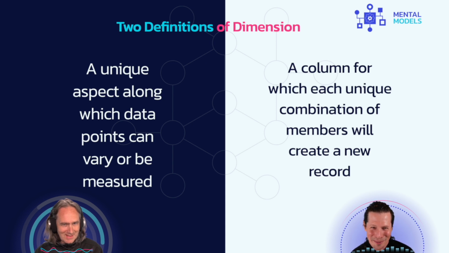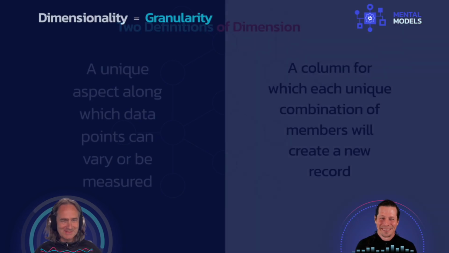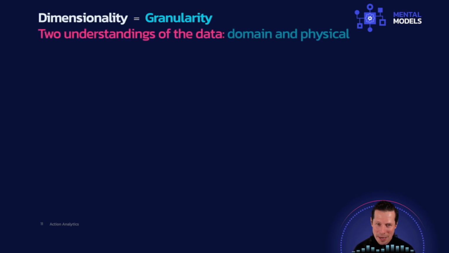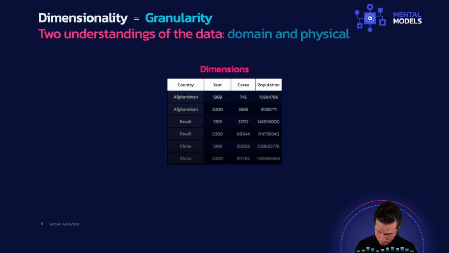Let's get into it. I'll show you what I'm talking about. Okay. So when we talk about dimensions, we're talking about dimensionality or granularity in the data. And let's maybe take this little simple data set as a way to answer the confusion that you just had. In this simple data set where I've got 4 columns, country, year, cases, and population, which of these columns would be the dimensions?